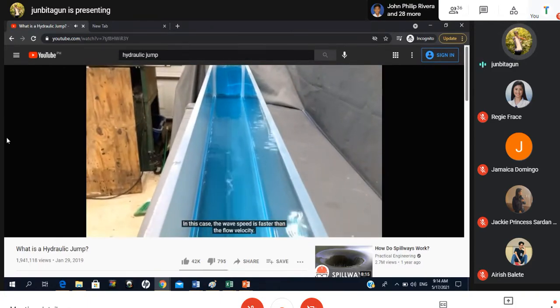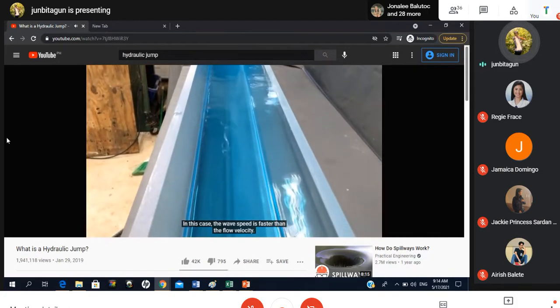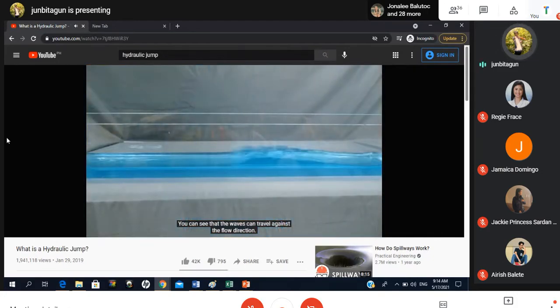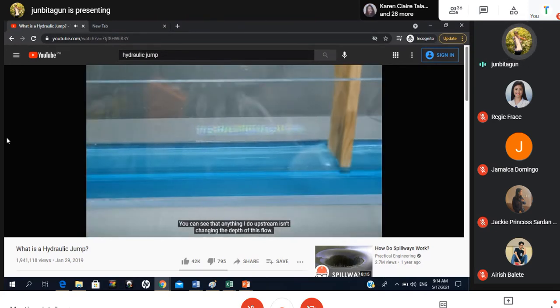In this case, the wave speed is faster than the flow velocity. You can see that the waves can travel against the flow direction. Because of this, the depth is controlled by downstream conditions. You can see that anything I do upstream isn't changing the depth of this flow.